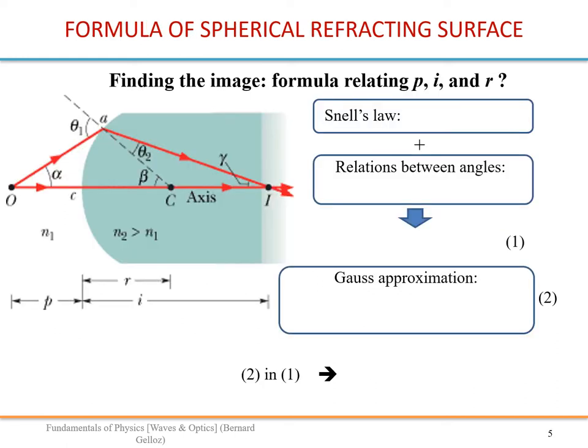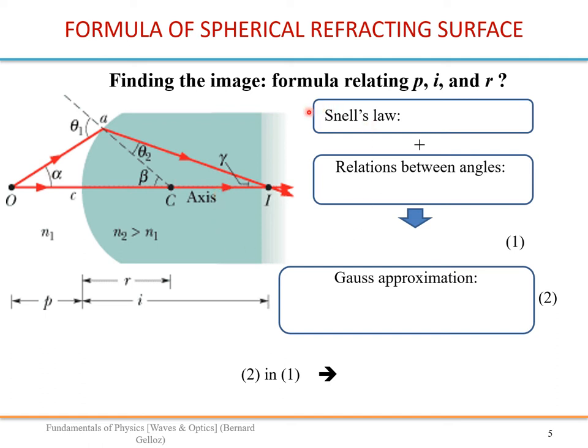So let's establish a formula relating p, i and r here. We take this situation. We have an object O here in a medium with refractive index n1. This medium has refractive index n2. And we will have an image I here formed on the optical axis. This is C, the center of the sphere, like this. Remember, we are using small angles. Even though here they don't look small, and they are not small on this figure, it is just a way to show things clearly. In fact, these angles, alpha, beta, gamma, are very small.